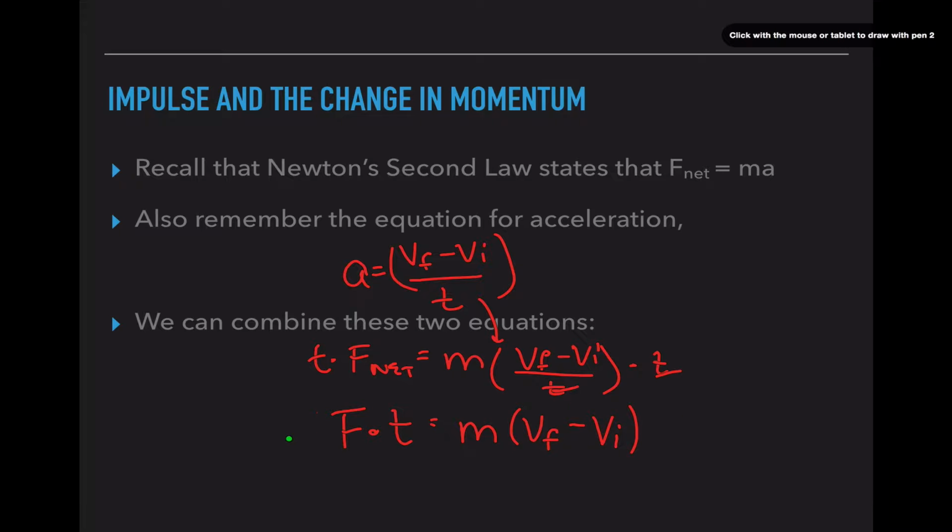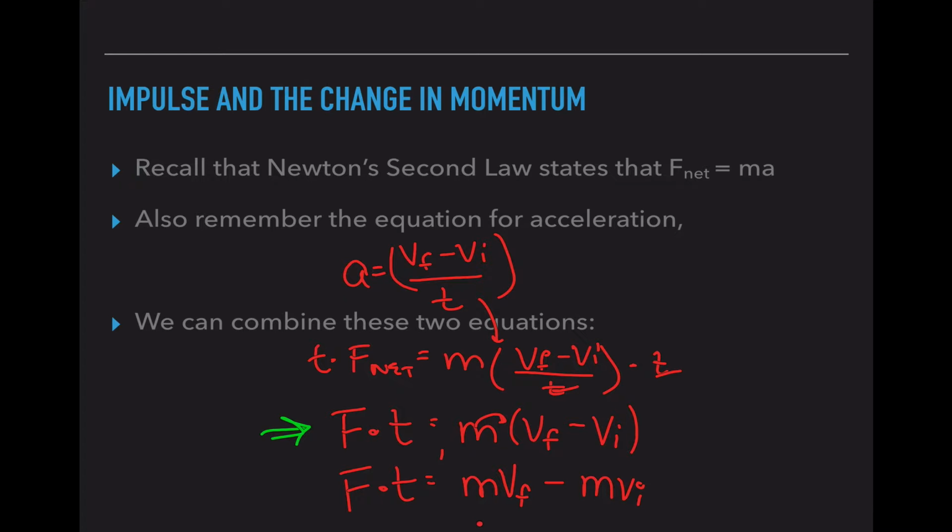Now this is a pretty useful equation, so this is one that you want to make sure that you have written down in your notes. But in addition, to show you this relationship, I'm going to do one more step. So F times t, I'm going to distribute that m, equals mVf minus mVi.